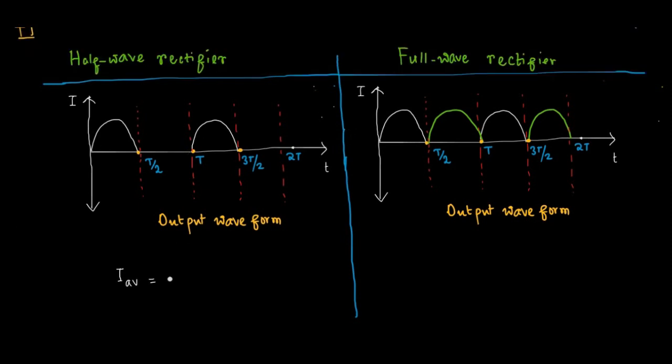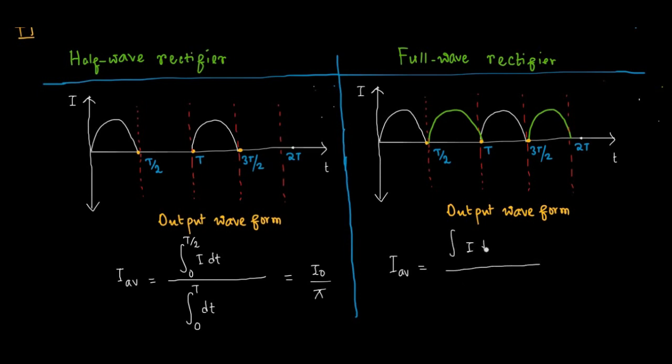And the average value of current obtained at the output of a half-wave rectifier can be written as I_AV equals the integration of I dt from 0 to T by 2, divided by the integration of dt from 0 to capital T. That is equal to I0 by pi. But for a full-wave rectifier, I_AV is equal to the integration of I dt from 0 to T, divided by the integration of dt from 0 to T, and that will be 2I0 by pi. That is the average value of current obtained at the output of a full-wave rectifier.